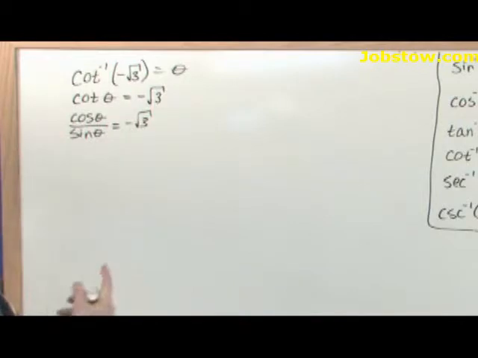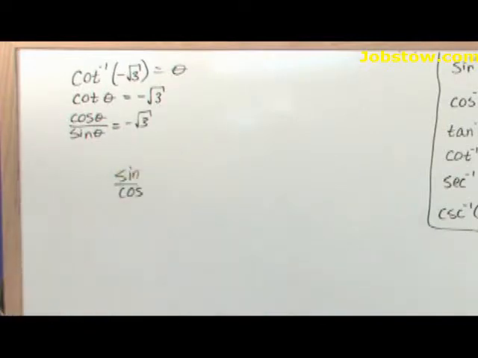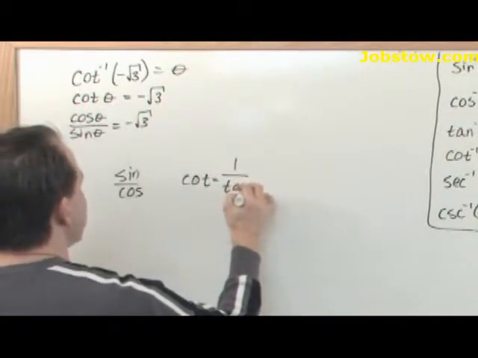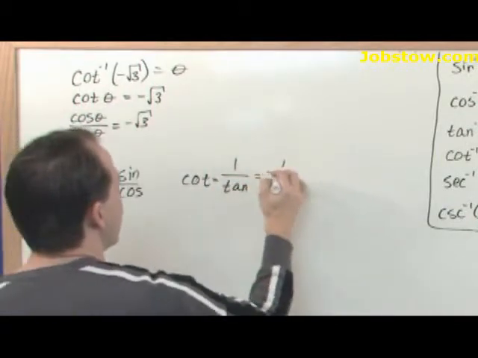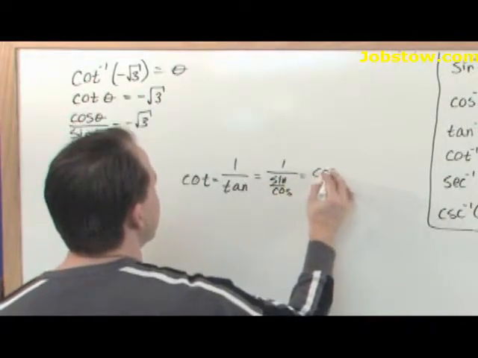That's what this is equal to. The reason it's equal to that is because the tangent function is sine over cosine. And if you remember back to the rainbow, I already showed you that cotangent is equal to 1 over tangent. So what you have here is 1 over sine over cosine. So you have cosine over sine.